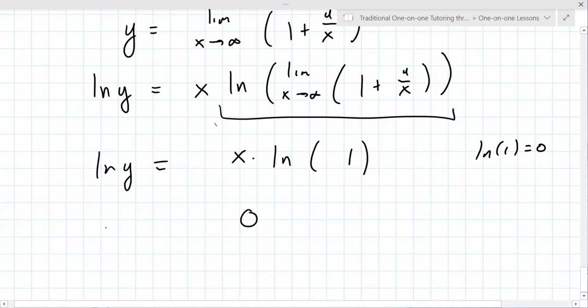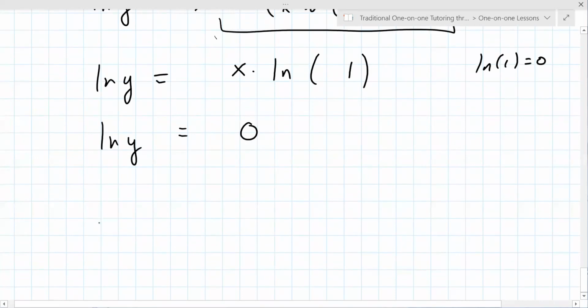0. How do you undo ln? e. So e to the natural log of y equals e to the 0, y equals 1. And that's your answer. All right.